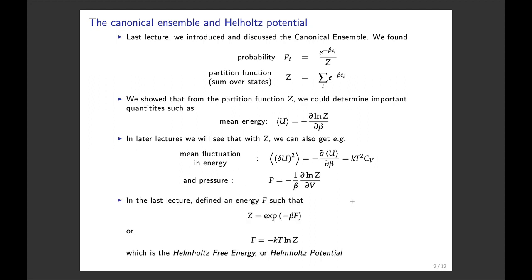Now, in the last lecture, we defined an energy F such that the partition function Z could be considered to be the exponential of minus beta times F. In other words, this F equals minus kBT, actually it should be a kB there, kBT, logarithm of the partition function. And this, of course, is known as the Helmholtz potential, or otherwise it's called the Helmholtz free energy.